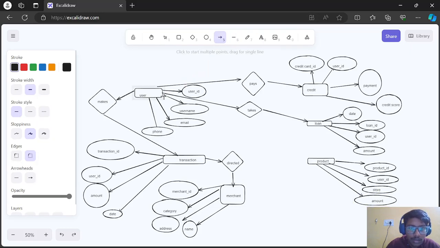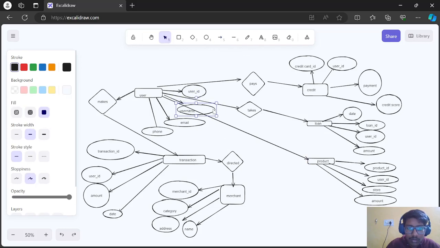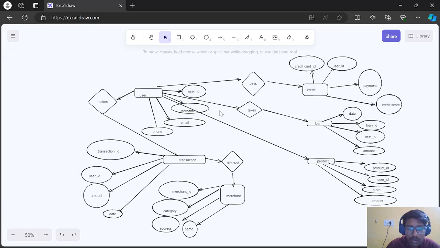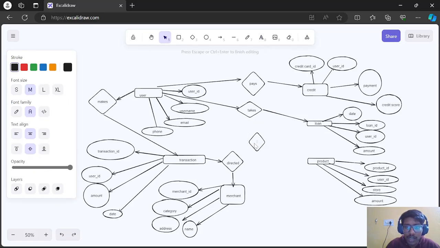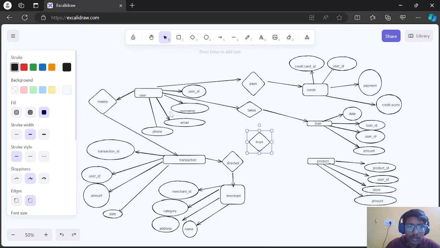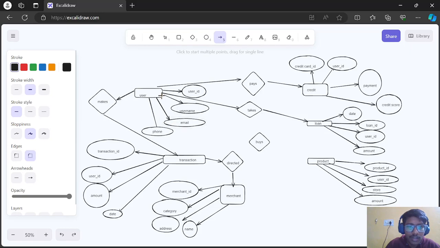Okay, let me draw that again. Okay, yeah, there's no space for that, I guess. Maybe, yeah, I forgot to draw the ER diagram, my bad. The main important thing is the specific relationship between the two entities. So what would be the relationship between a user and a product? That would be when the user buys a product. So this is the relationship between the user and the product.